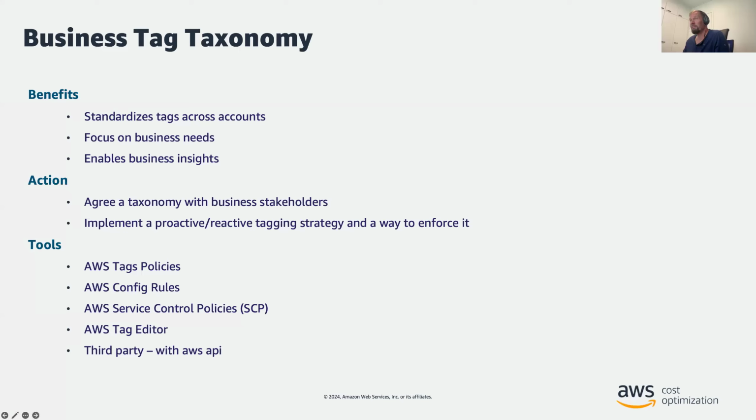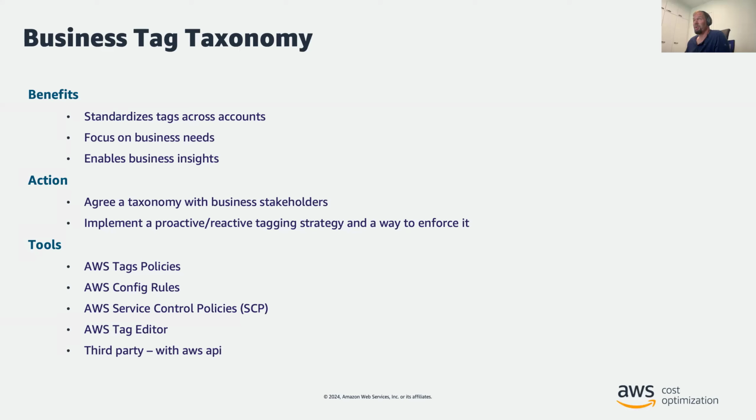Next one, there are some tools mentioned here. The tag policies are something that I've been talking about. In your organization, you can set tag policies that will require certain tags before resources can be created. And if those are not present, the resources won't be created. So that's essentially forcing everyone to use tags.